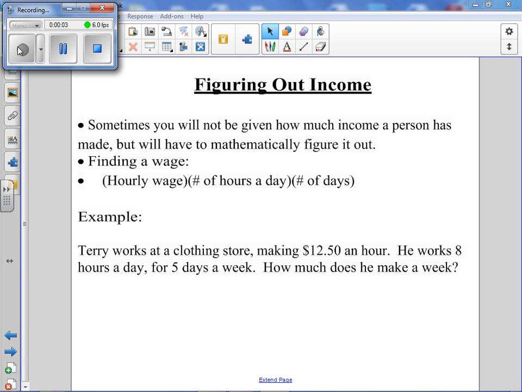Now we're on to lesson 3 in Math 21, Outcome 8 on budgets. It's figuring out income. Sometimes you're not going to be given how much income a person made, but you're going to have to figure that out mathematically. If you're given a wage, you take your hourly wage, multiply it by how many hours a day you work, and then multiply that by how many days you work a week.